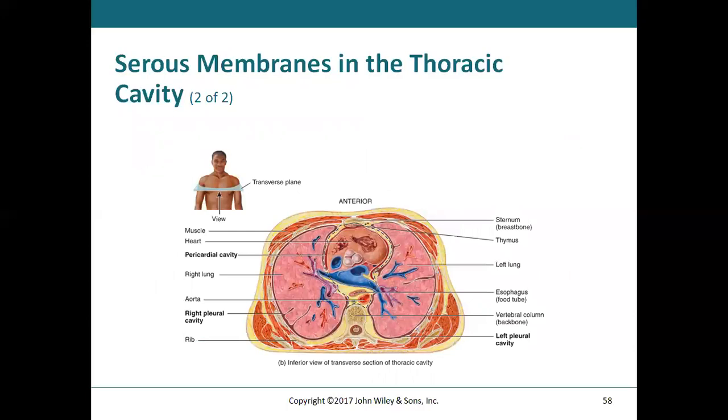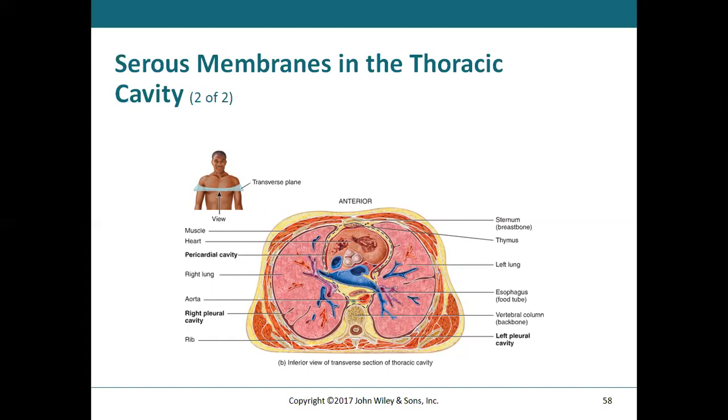If we look at a different kind of vantage point of these serous membranes, you can see from a transverse plane here the region of the pericardial cavity, as well as the pleura. It's located around the lungs. So the pericardial cavity, you can see that gap there between the heart and the lungs. That's the pericardial cavity. And then the right pleural cavity and the left pleural cavity are also bolded that you can see here in this transverse plane, just showing that space or that gap between the lungs and that outside rib area.